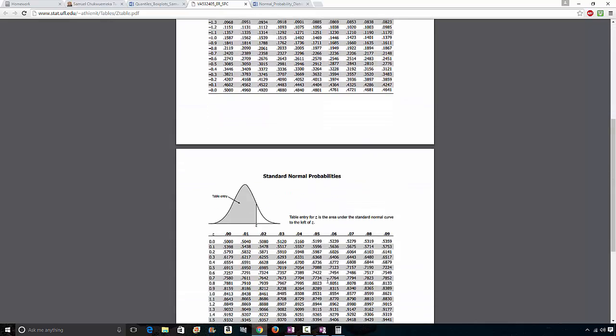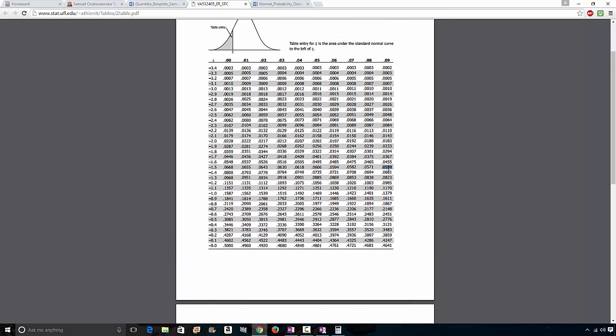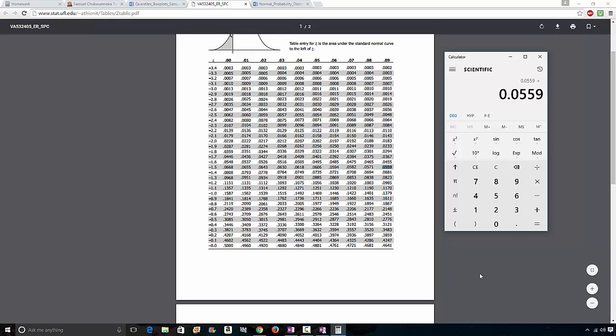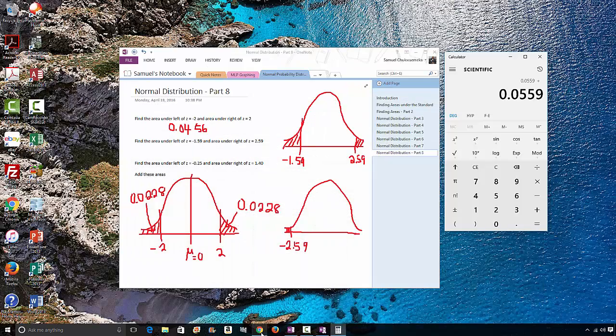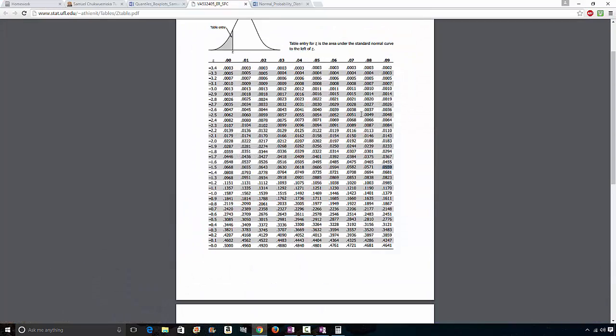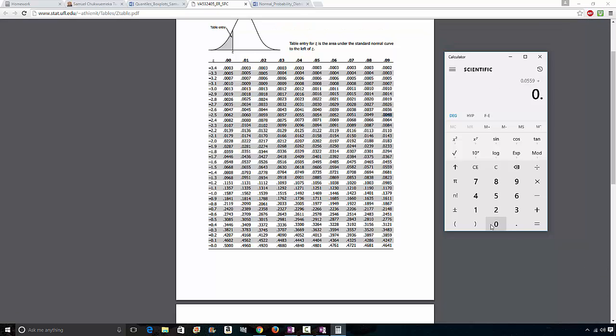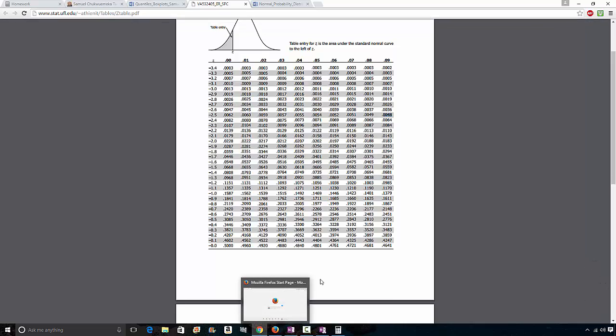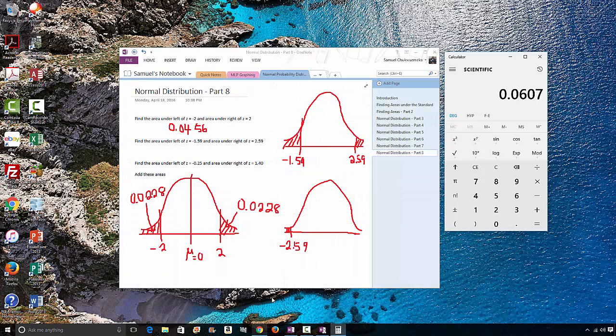So we get our standard normal distribution table. We have negative 1.59, and that is 0.0559, plus we have negative 2.59, and that is 0.0048. So that gives us what? 0.0607.